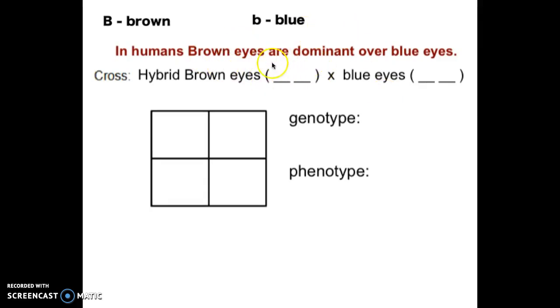The very first thing that needed to be filled out were these areas right here. The first parent has hybrid brown eyes, so that means that this should have been filled in capital B, lowercase b. Hybrid means both, so you need one uppercase and one lowercase. Blue eyes is the recessive trait. The only way to get blue eyes is to have two lowercase b's, and that would be in this area here.